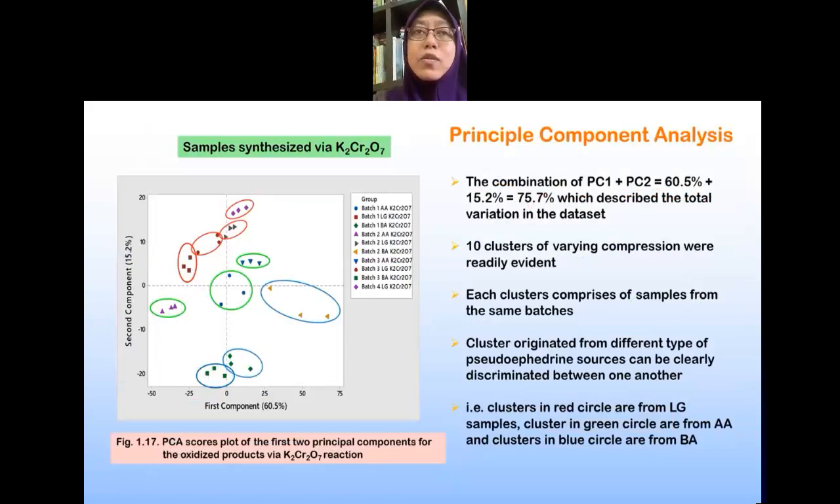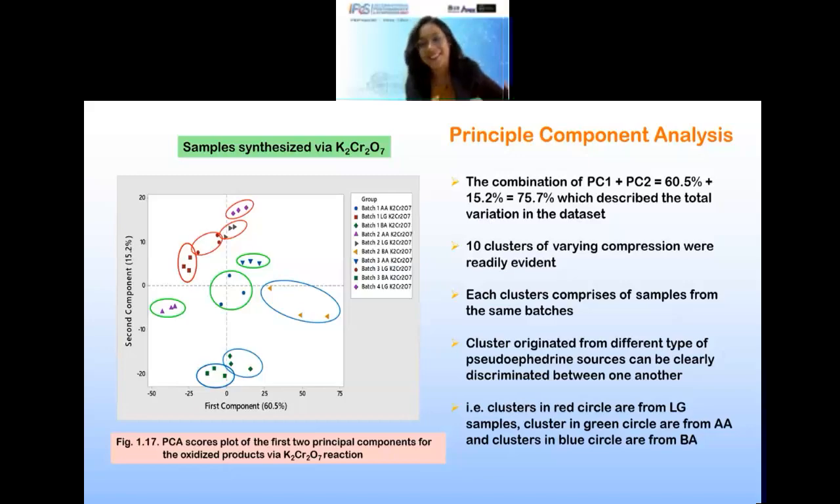For principal component analysis, figure 1.17 illustrates the score plot for PC analysis of samples synthesized by potassium dichromate. The first and second components, PC1 and PC2, that are used to construct the score plot explain 60.5% and 15.2% of variance respectively. Together, these two PCs describe 75.7% of the total variance in the dataset.